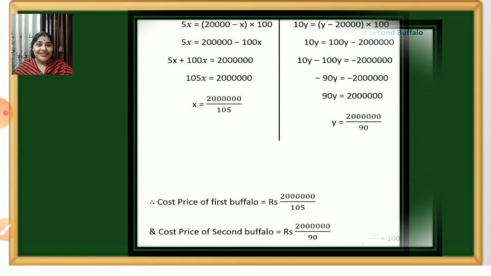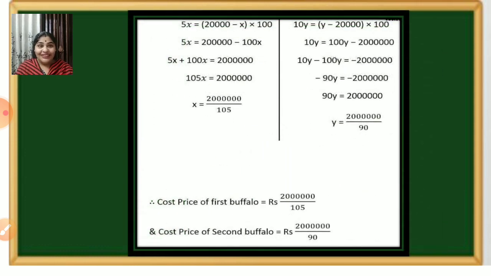I hope this is clear. Now solving this, children, denominator x we will transpose it to the left hand side. It will become 5x is equal to 20,000 minus x multiplied by 100. So here 5x will be equal to 100 is multiplied to the whole bracket, that is 20,000 multiplied by 100. Similarly x multiplied by 100, and when you solve this you will get the value of x.